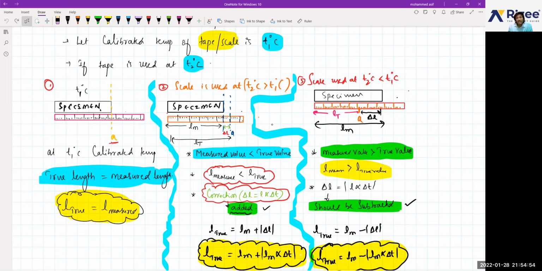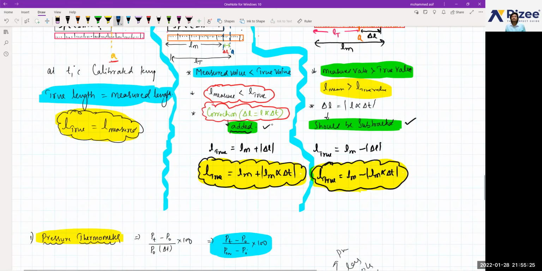Now if I'm using the scale at T2 degrees centigrade in cold countries like Canada, what happens? In colder countries the scale will contract. When the scale is contracting, the reading shown for the specimen will be more. So the measured value, this is your LM, will be greater than the true value. So this is the error. Delta L is L into alpha into delta T. It should be subtracted. So true length will be equal to measured length minus delta L. That will give me the answer.